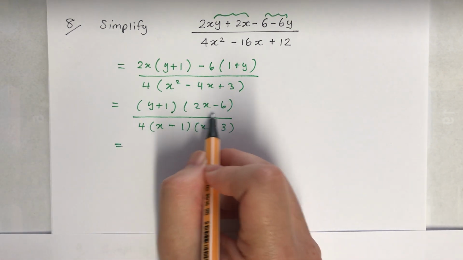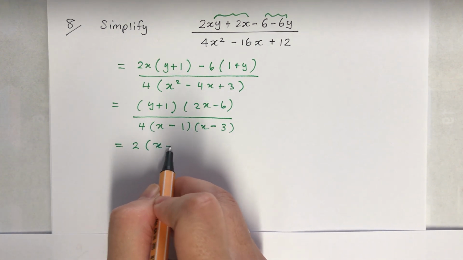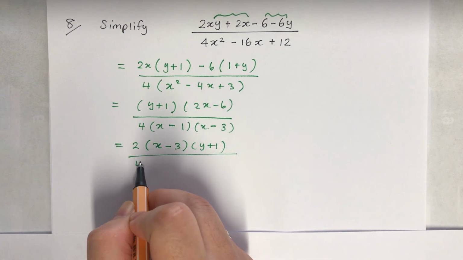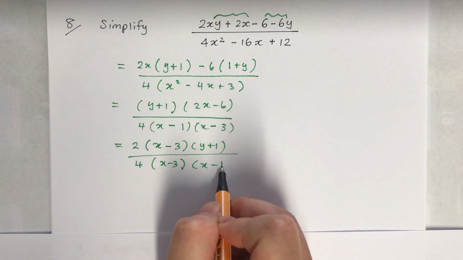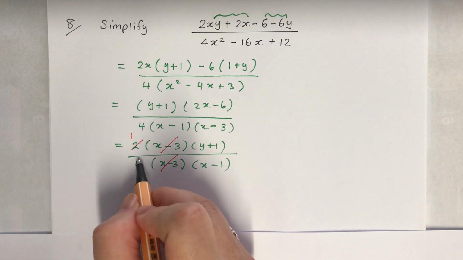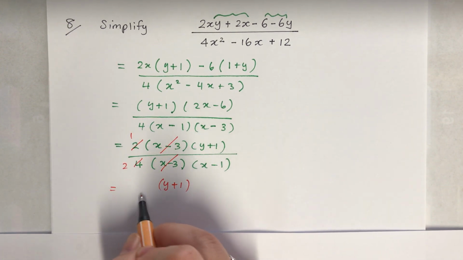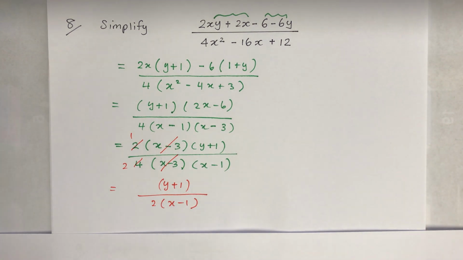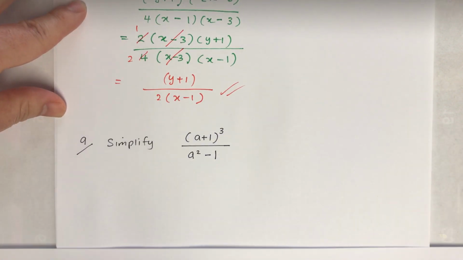So here I still need to take 2 out. I'm going to put that there right now. 4, put that on there because it looks better. And I can cancel. So I've got the numerator and denominator. Excellent. So that's it. Can't do any more. Next one.